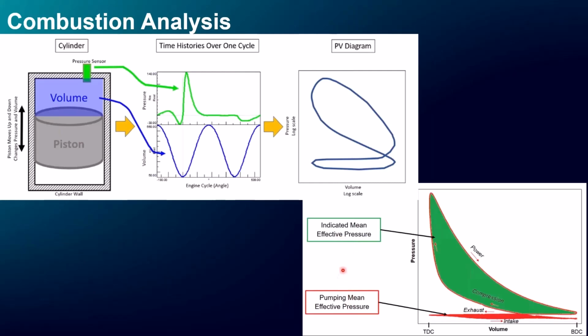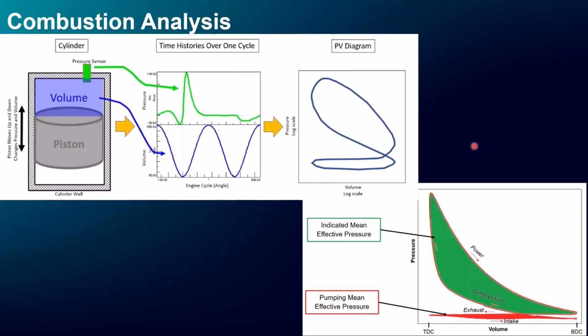We'll see how to do these calculations using Testlab. In the ideal world, we'd love red to be 0 and green to be everything. Then we'd have great. Yes, exactly. That's the objective, but there will always be some losses. So you try to minimize that while trying to maximize this IMEP.